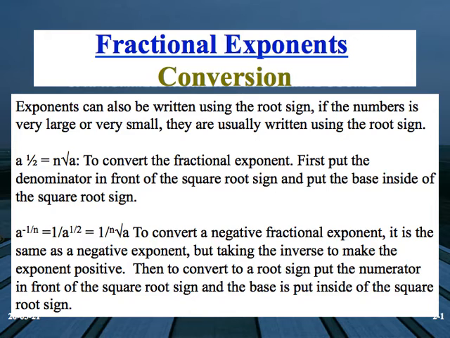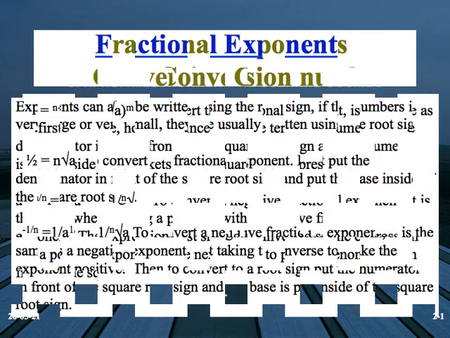To convert a negative fractional exponent, it is the same as a negative exponent, but taking the inverse to make the exponent positive. Then to convert to a root sign, put the denominator in front of the square root sign, and the base is put inside of the square root sign.